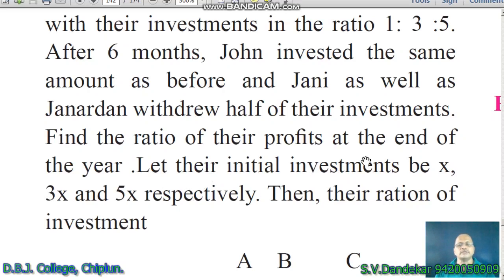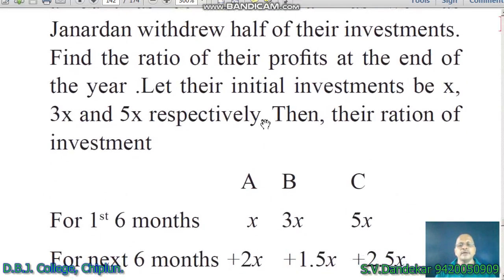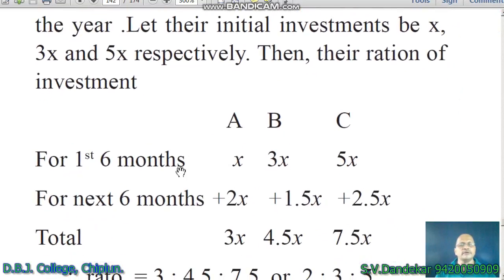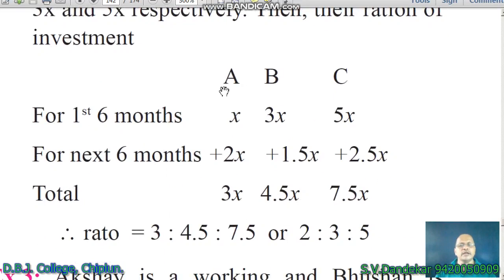Let the initial investments be x, 3x and 5x respectively. Then the ratio of investments for the first 6 months is x is to 3x is to 5x. For the next 6 months, A doubles his investment and B and C withdrew half of their investment. So their investments are 2x, 1.5x and 2.5x.